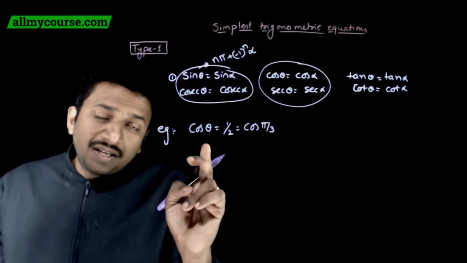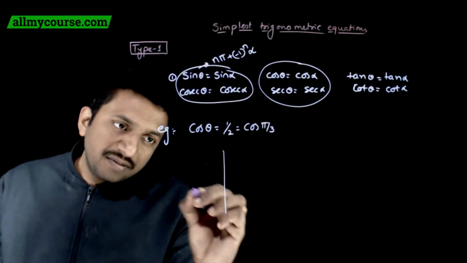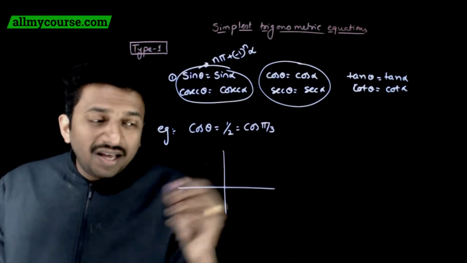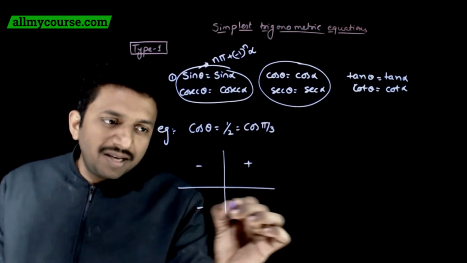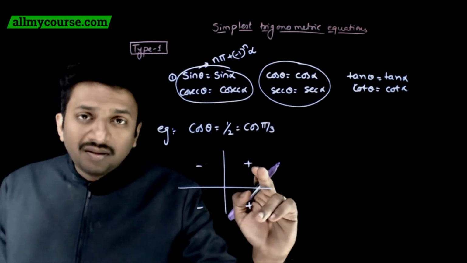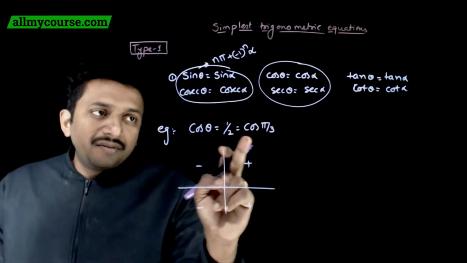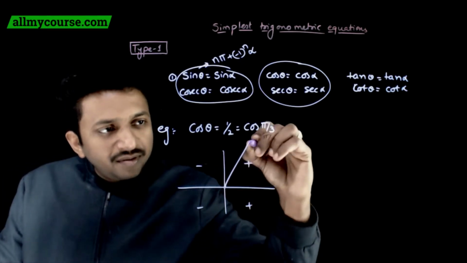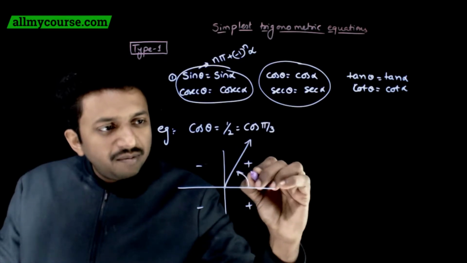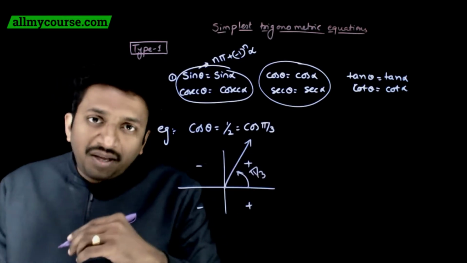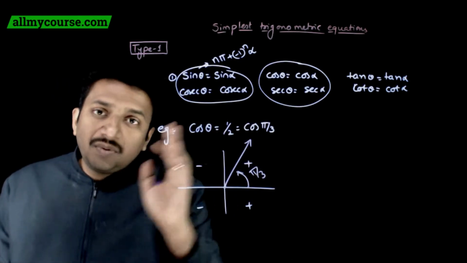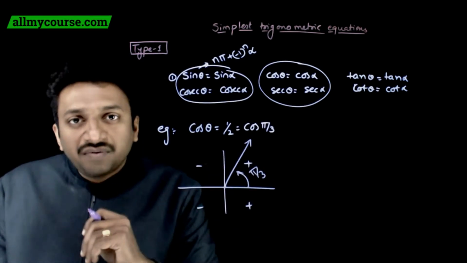Now let us draw the quadrant diagram for this. What is the quadrant diagram for cos? Plus, minus, minus, plus. Cos is positive in the first and fourth quadrants and negative in the other quadrants. Now corresponding to pi by 3, you're getting cos theta is equal to half. That means pi by 3 is one of the solutions.